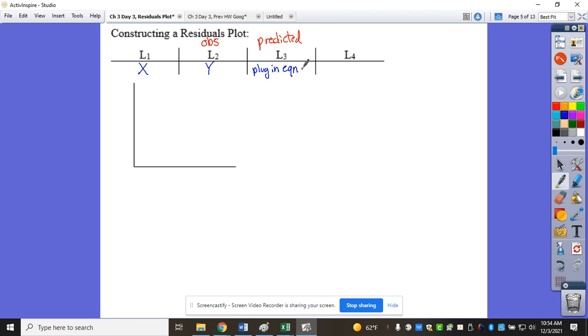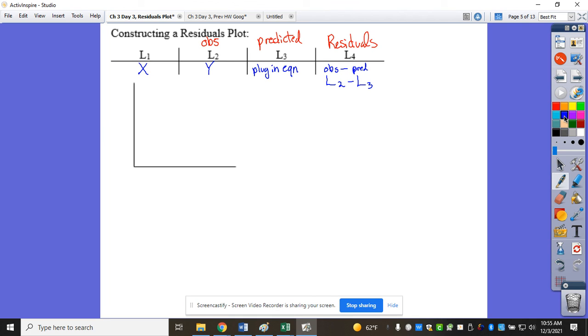So, red letters here, what's going to go in our list 4? List 2 minus list 3. What's in my list 2? My observed. What's in my list 3? My predicted. So this is going to become my residuals list. General idea, that makes sense of where we're going, right? Even though I haven't told you technically how to do it in the calculator.